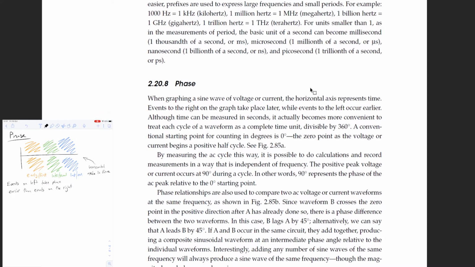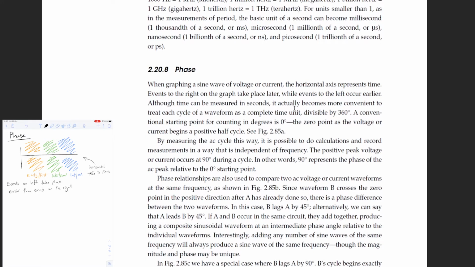Okay, so although time can be measured in seconds, it actually becomes more convenient to treat each cycle of a waveform as a complete time unit divisible by 360 degrees. So of course time can be measured in seconds, yes, it becomes more convenient to treat each cycle.